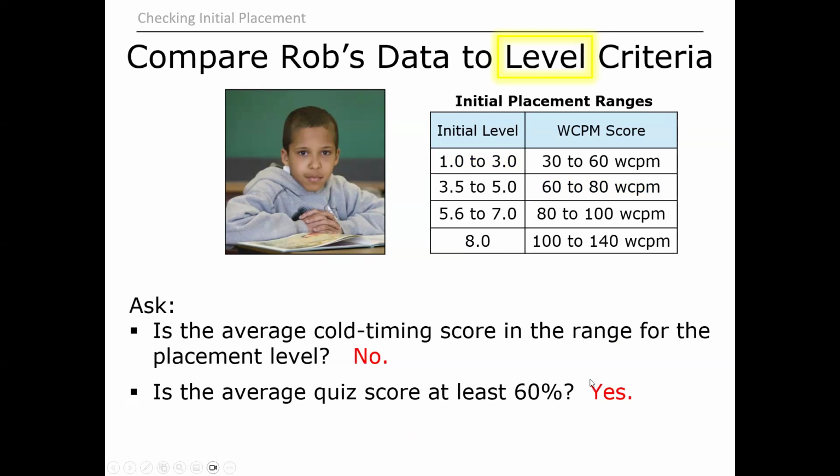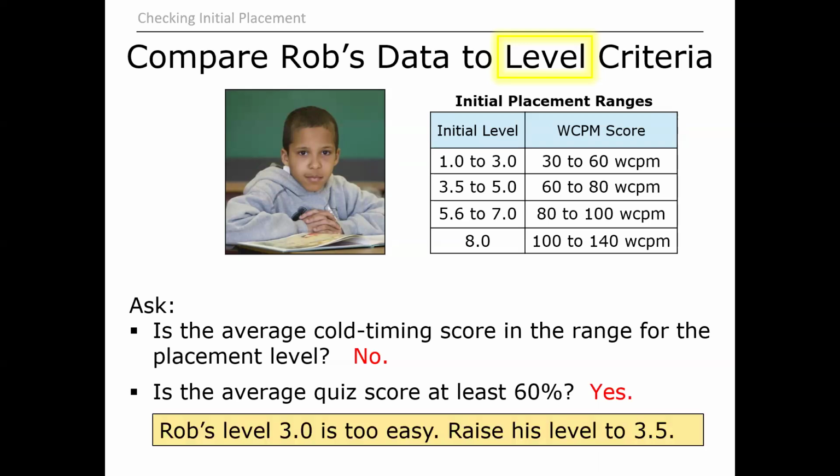What would you do? What do you think you'd do? Would you continue Rob in level 3.0? Would you raise Rob to 3.5 because 3.0 seems a little easy? Or would you lower Rob to 2.5 because 3.0 is too hard? Remember, his score is outside the range on the high end. So we would raise him to 3.5.